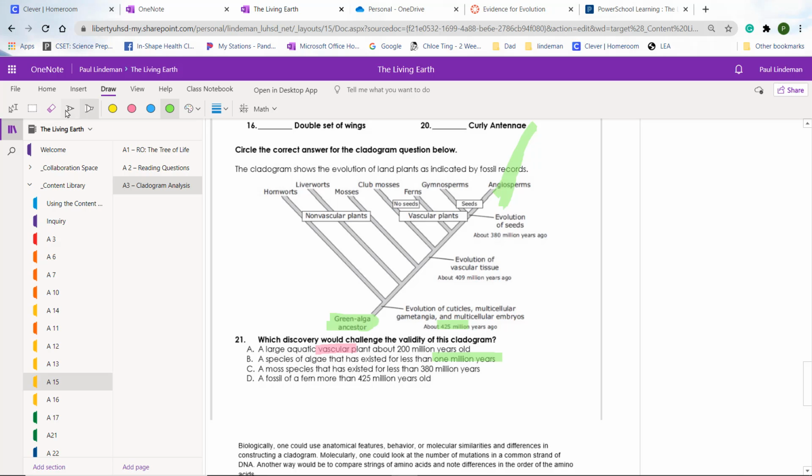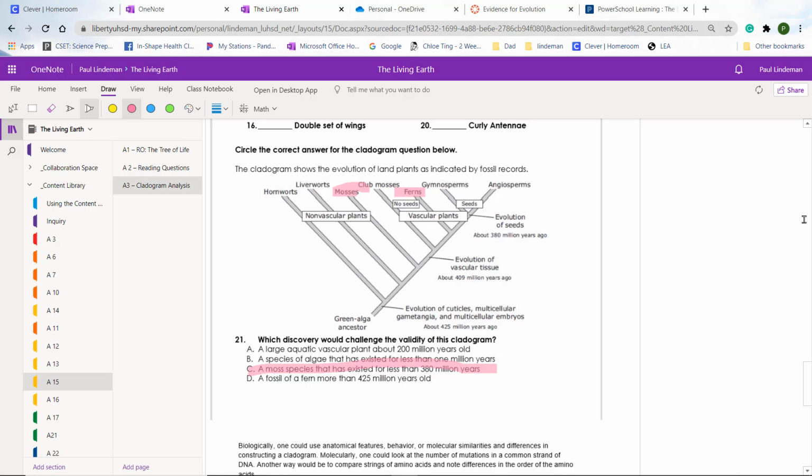Okay, so what you need to do now is go through and read these last two and see if they violate this cladogram. A moss species that existed less than 380 million years ago, and a fossil of a fern more than 400 million years old. Remember, ferns are on here, so make sure you've seen them, and mosses, I think, are on here also. Use that to answer this question, and then you just highlight the answer.